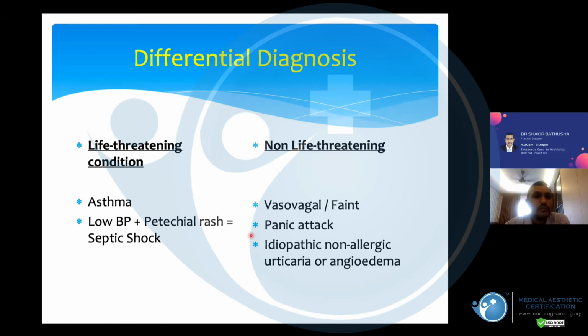So then you need to have a very high index of suspicion to see if there are any abscesses somewhere around this patient. These are the life-threatening conditions which mimic an anaphylaxis, whereas the non-life-threatening conditions which mimic anaphylaxis could be just a vasovagal attack, a fainting episode, a panic attack, or an idiopathic non-allergic urticaria or angioedema.